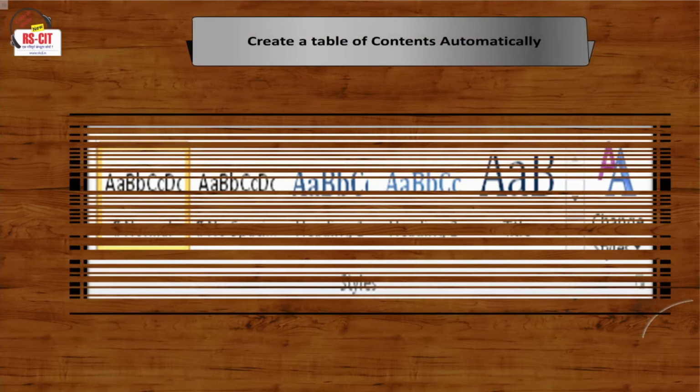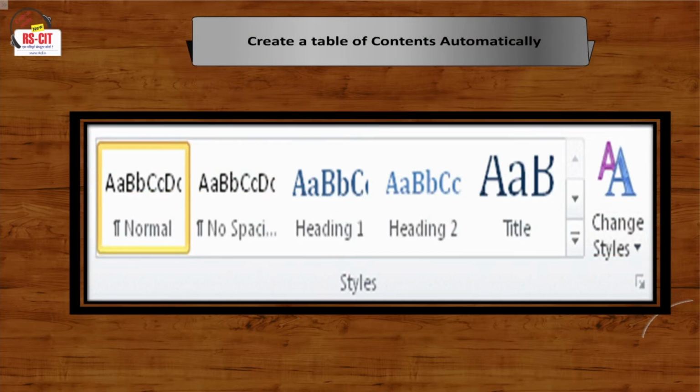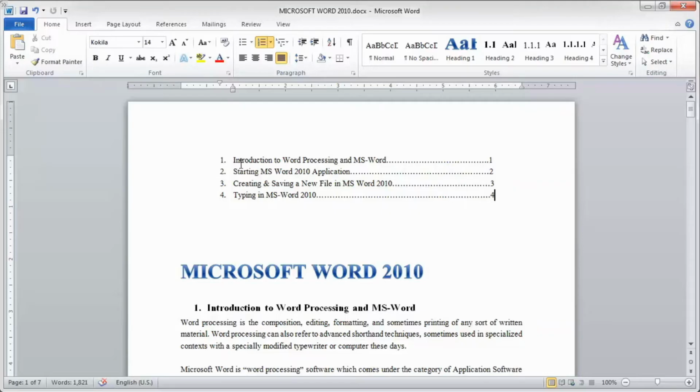Creating a table of contents automatically. The easiest way to create a table of contents is to use the built-in heading styles. You can also create a table of contents that is based on the custom styles that you have applied. Or you can assign the table of contents levels to individual text entries. Mark entries by using built-in heading styles.